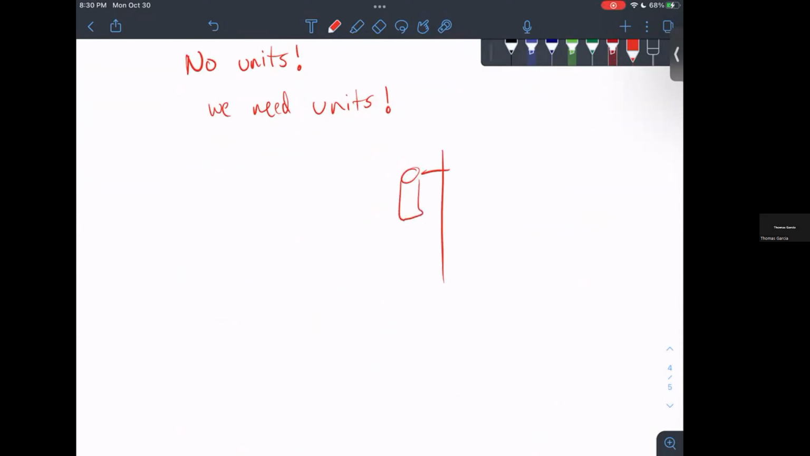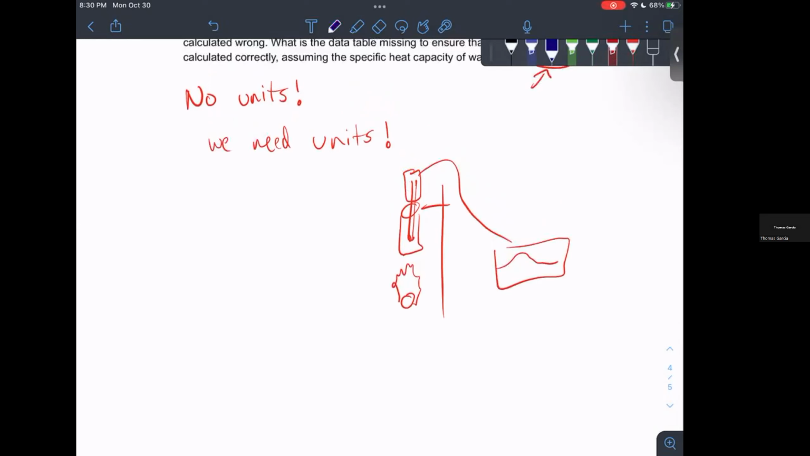We had our fire under it, our thermometer probe that measured our temperature. But on this setup, things could go wrong. We could have heat loss. The can was open. Water could have evaporated. Water loss, which would have changed our mass.